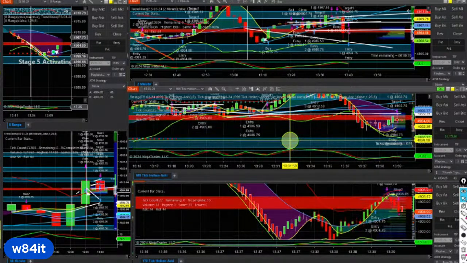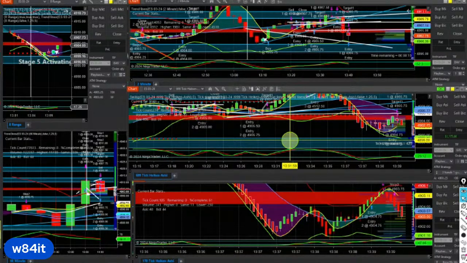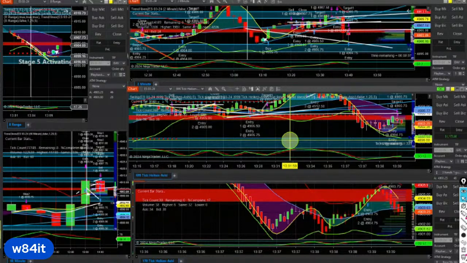Well, I got my first targets off, so that's $100 there, and then I lost wherever my stop loss was, so basically I made $25, and I'll be back.